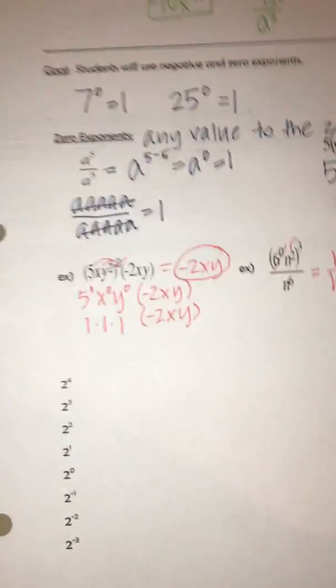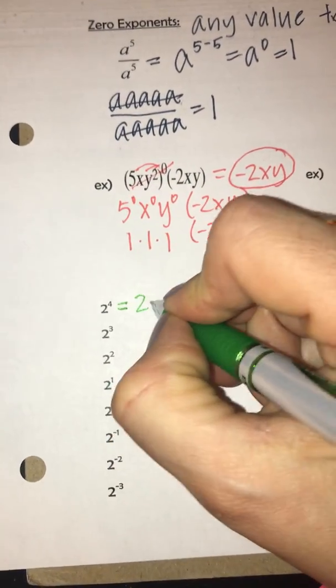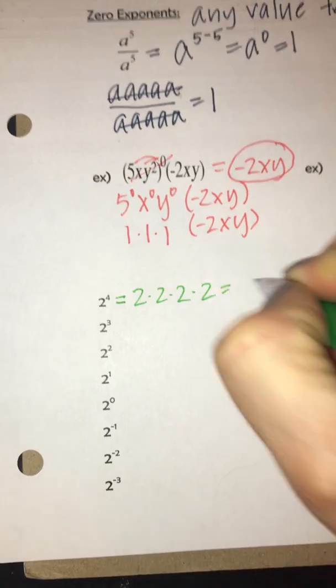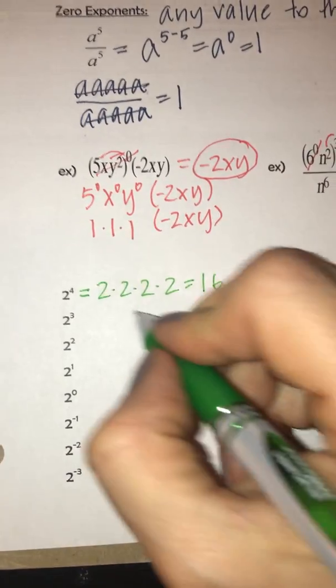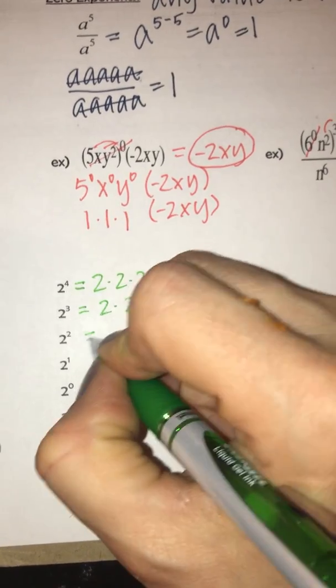So let's move along. So this little chart here, or this little list, hopefully you realize that 2 to the 4th power is 2 times 2 times 2 times 2, which is 16. 2 to the 3rd is 2 times 2 times 2, which is 8. 2 to the 2nd.